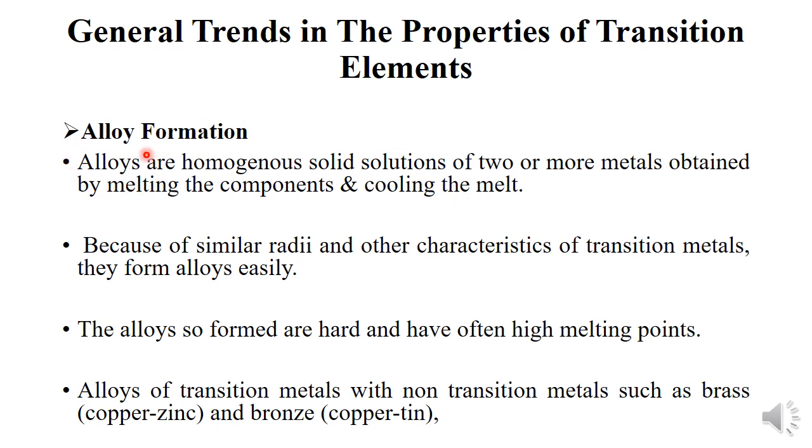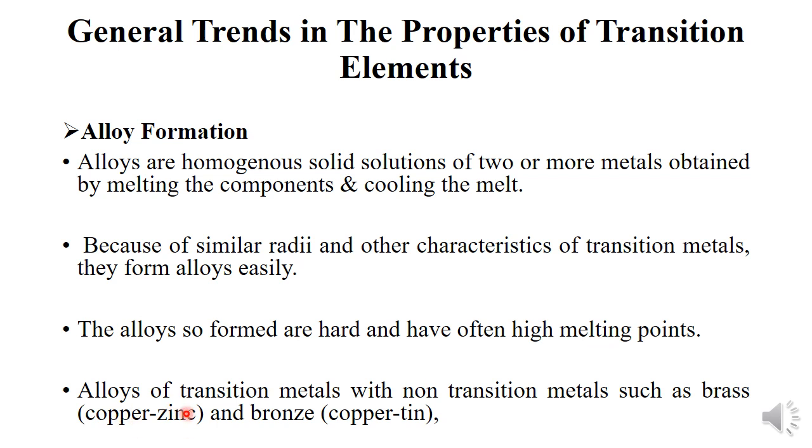And alloys are generally formed by only those metals whose atomic radii do not differ by more than 15%, कि जिनका atomic radii है वो almost same होना चाहिए, जिसमें 15% से ज़्यादा difference नहीं होना चाहिए. Clear? And in case of the transition elements, they form a number of alloys. Why? Because of their similar radii, they can easily form alloys. And the alloys formed by them are hard and often have high melting points.